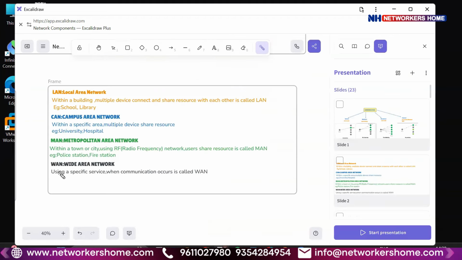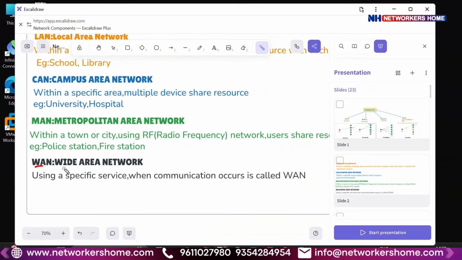Okay. Then we have wide area network. Wide area network means using a specific service when communication occurs. That is called wide area network. What is this using a specific service? What does specific service mean? Tell me. Correct. That means ISPs, Internet Service Providers. Okay. For example, we are all connected with Jio or Airtel, whatever broadband, fiber, anything it can be. Using that specific internet service when communication occurs. I'm in Bangalore. He is sitting in Nellore. You are in Kerala. He is in some other state. So when those kinds of communication occur, that is called wide area network. Okay. So now you know the difference between LAN, CAN, MAN and WAN.